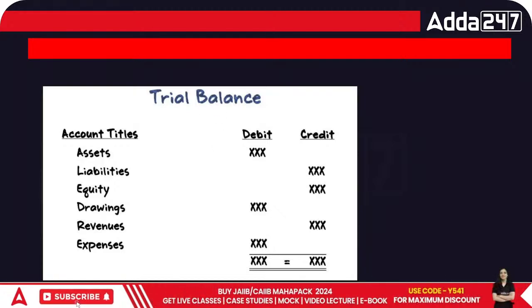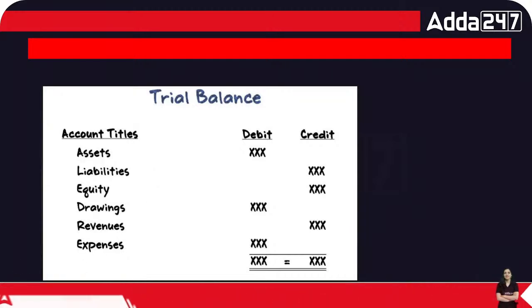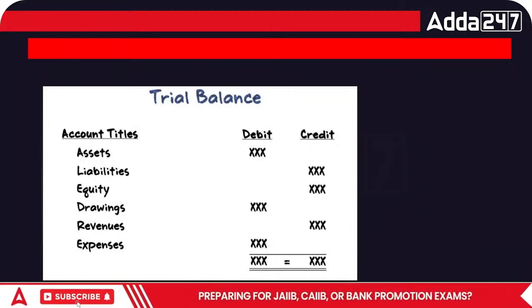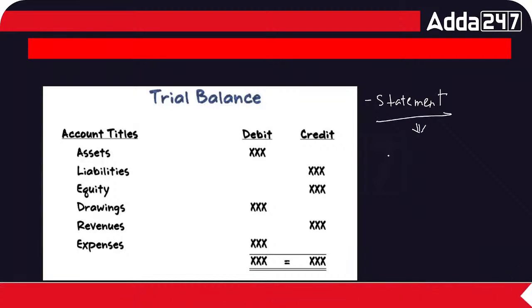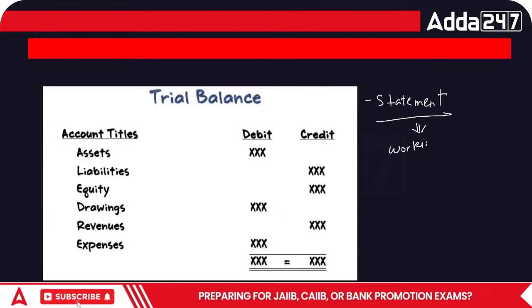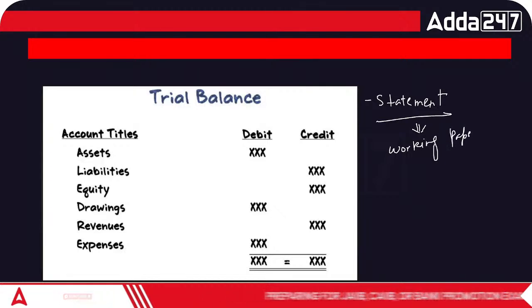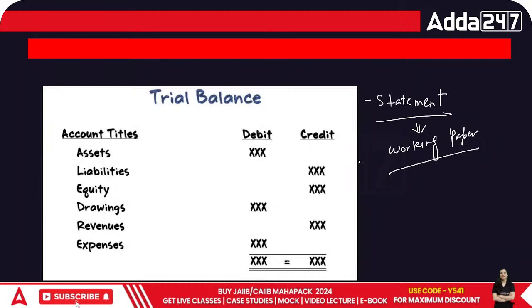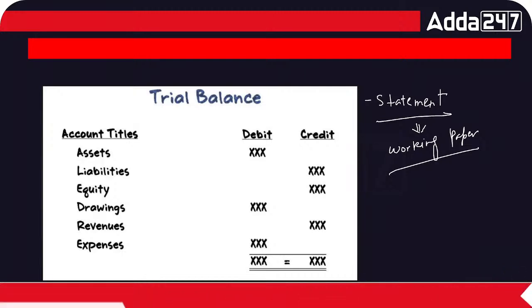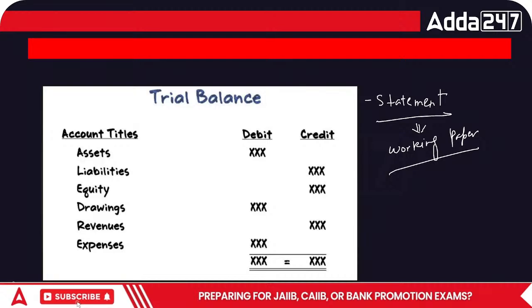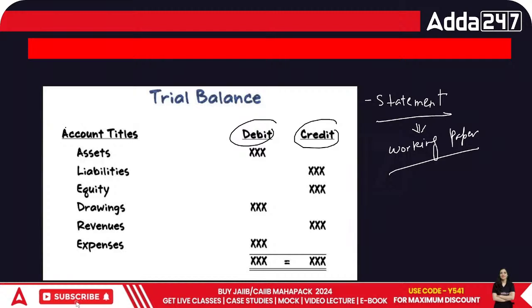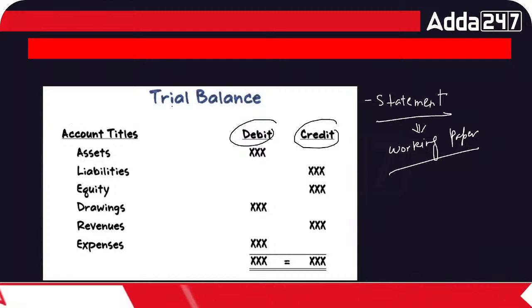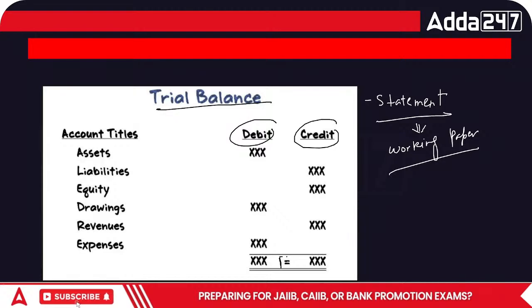Trial balance is actually a statement. A statement which is basically a working paper. How do we define a working paper, everyone? In this working paper, you will find a few things. Number one, you have both the sides, debit and credit. Number two, this is prepared after you have prepared your journal, then your ledger, and then comes this point. In this case, it is always equal.